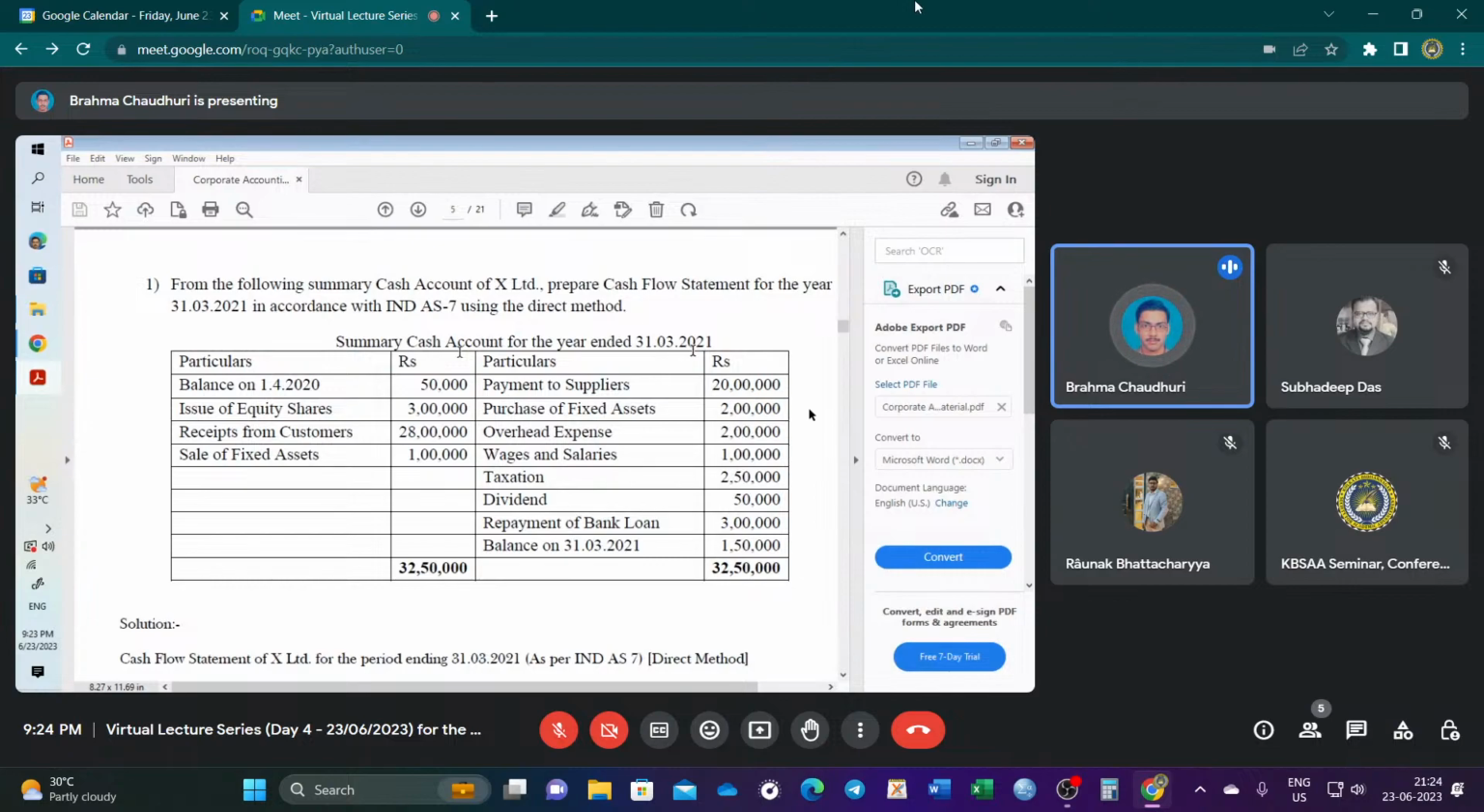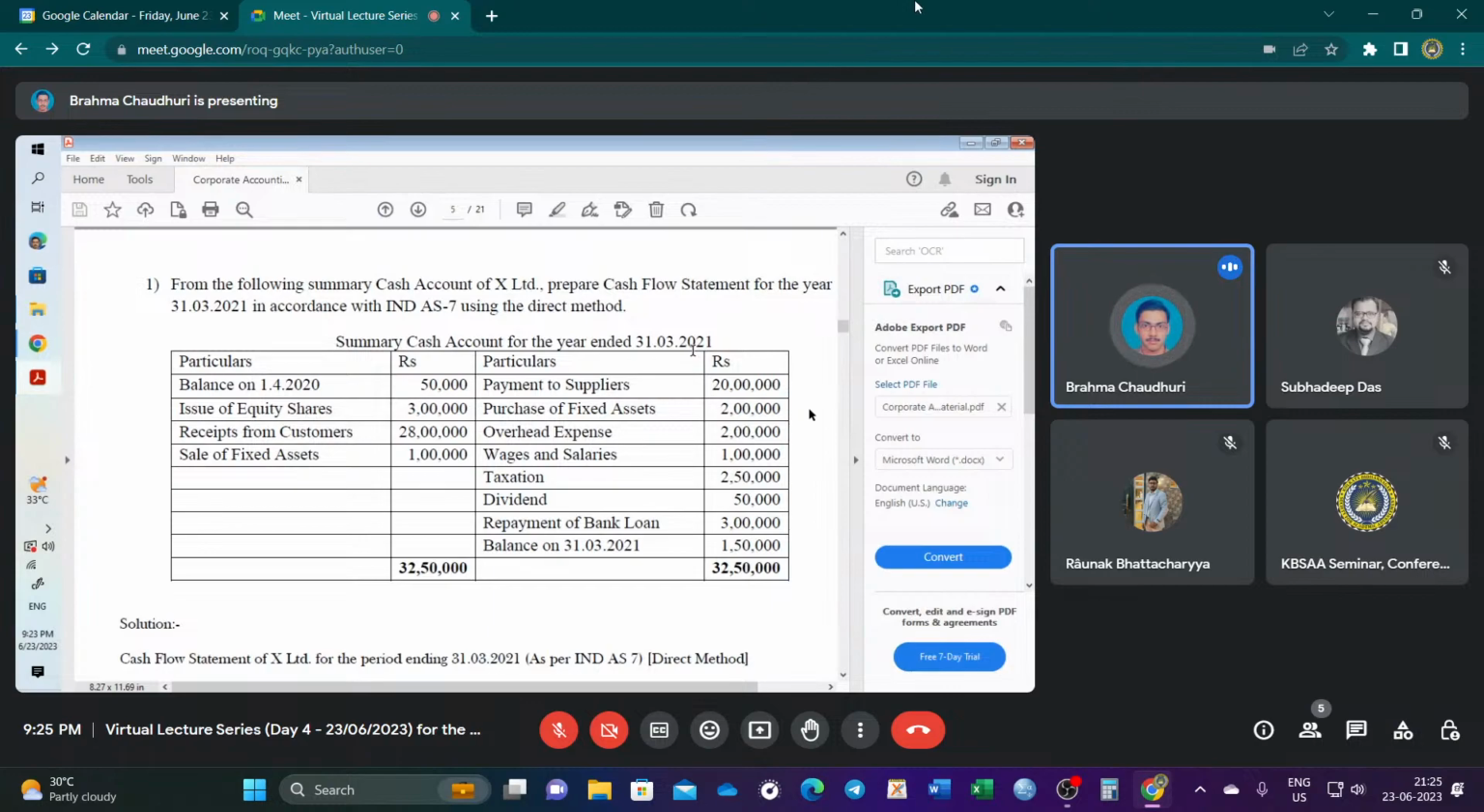Now let us move towards the payment side, that is the credit side. Here you see payments to suppliers for 20 lakh, overhead expense for 2 lakh, wages and salaries for 1 lakh, and taxation of 2 lakh 50,000. These are all operating activities. These are all cash outflows arising from operating activities. Payment to suppliers is part of the day-to-day operations of a business firm. Goods are being purchased from the suppliers, and after that cash is paid to the suppliers. So this is an operating activity.